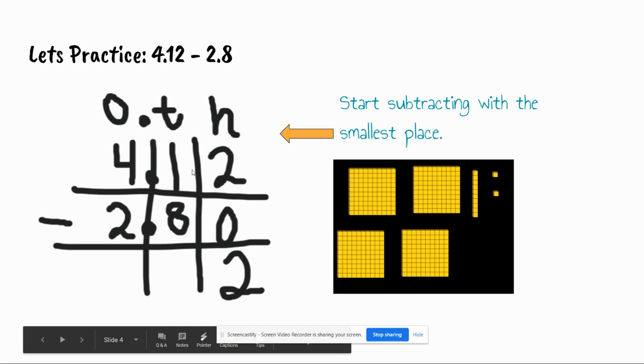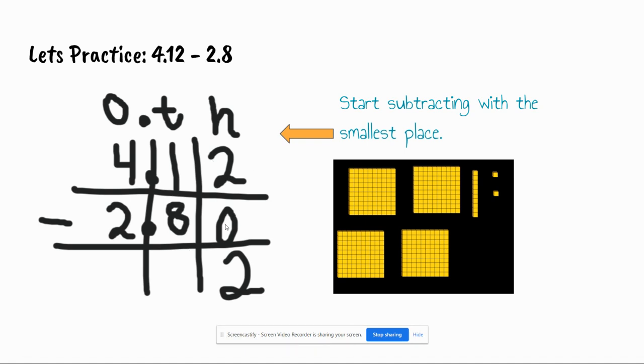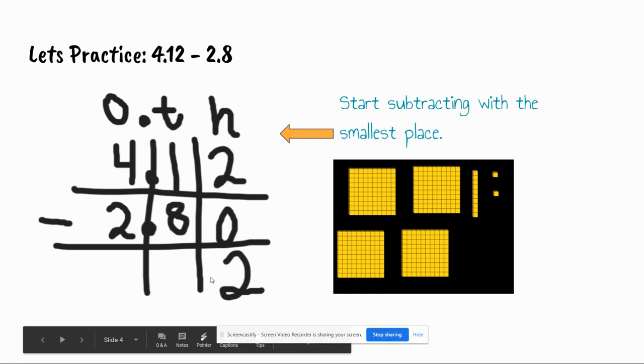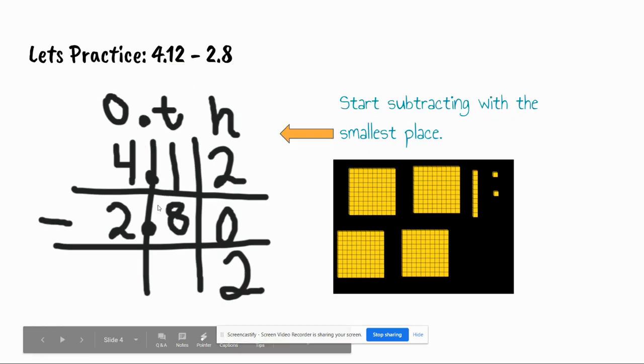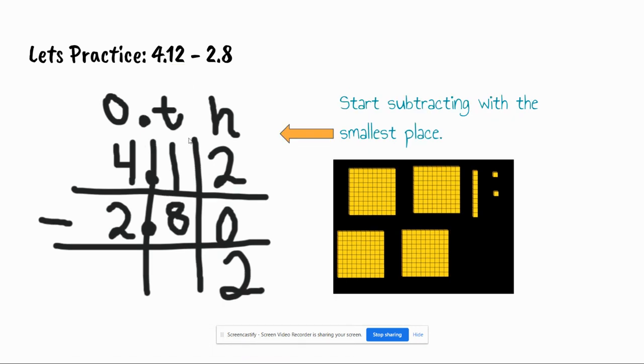After we've drawn our lunch bowl columns, of course, because every place value gets its own place, we start with the hundredths. 2 hundredths minus 0 hundredths is, you guessed it, 2 hundredths. After, we move to the tenths place. However, 1 tenth is not big enough to take away 8 tenths, so we have to borrow from our neighbor.